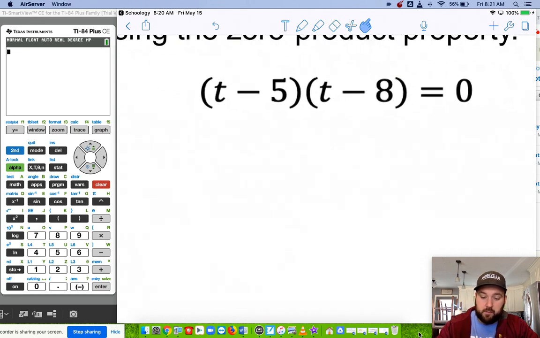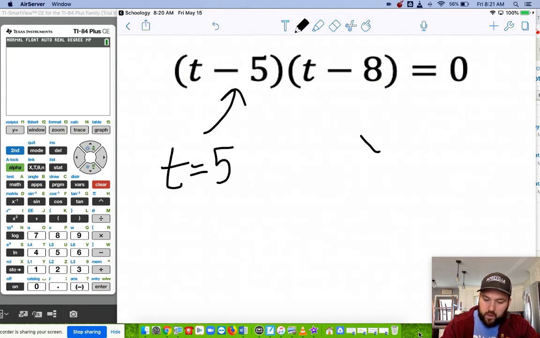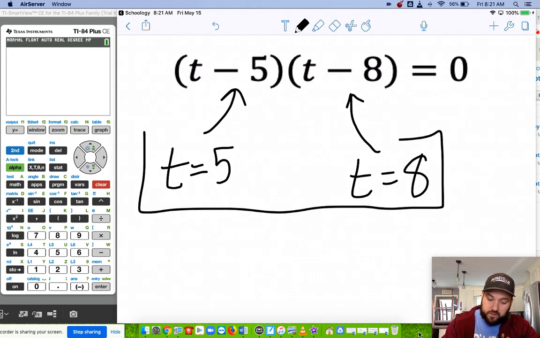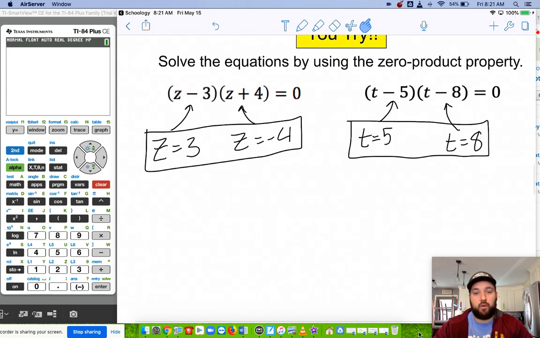Okay. If I come over here, t minus 5, if I want that to be 0, well, then t would have to be 5. Or if I wanted t minus 8 to be 0, t would have to be +8. So those are my two solutions. Either one of those numbers I could replace the variable with, and it would give me 0 as a result.